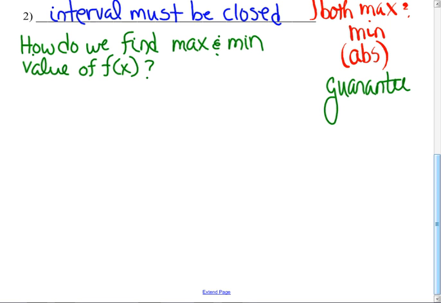How do we find maximum values? Okay, here are the steps, because some of you like steps, and I can do this in steps. First, you got to make sure the theorem applies. Then you set your derivative equal to 0.